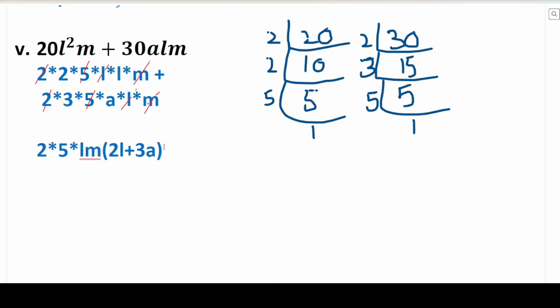So 2 5s are 10. 10 LCM and 2L plus 3. So what are the factors? 10 LCM and 2L plus 3 are the common factors.